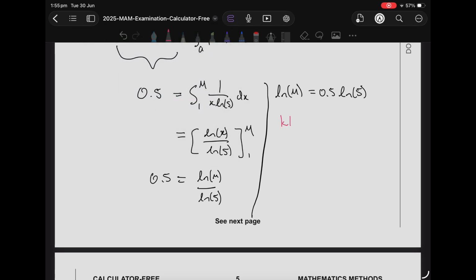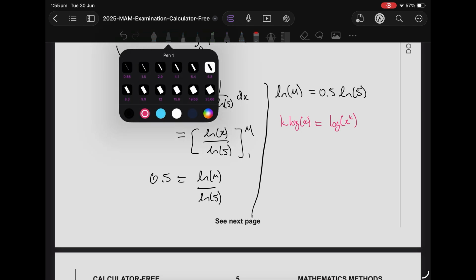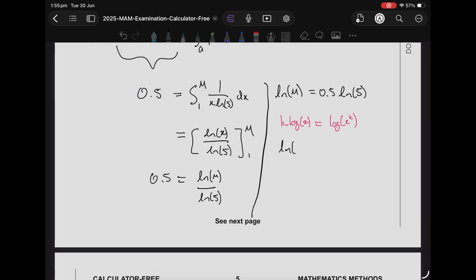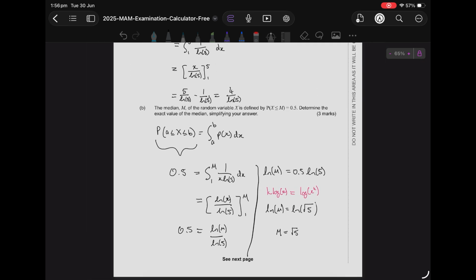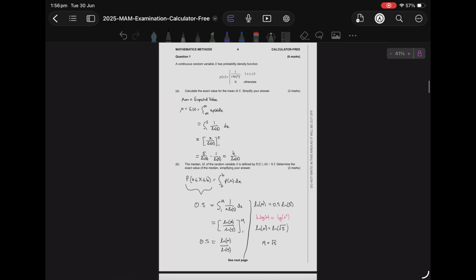Recall that our log rule has k log of x is the same as log of x to the power of k. So thus we have ln of m is equal to ln of 5 to the power 0.5. And anything to the power of 0.5 is the same as square root. So you can rewrite it as ln of square root 5. And finally, m is equal to square root of 5 after undoing the ln's. And that is how you do all of question 1.